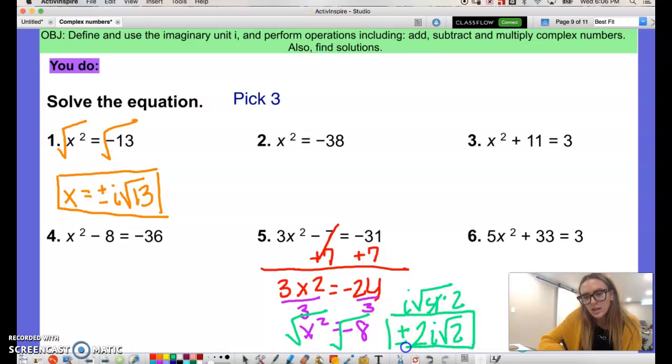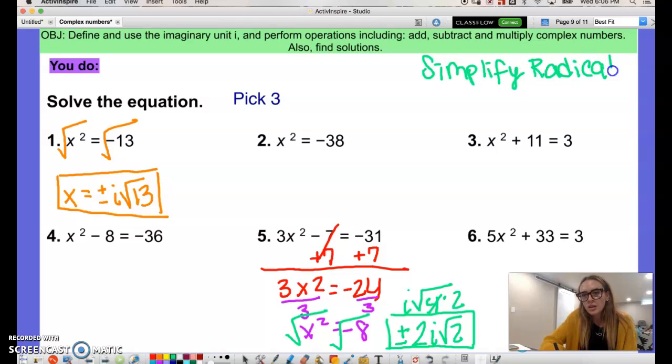Okay, and if you need extra help like simplifying radicals, just go to Khan Academy and type in simplify radicals. And there will be extra help for you on there as well as other resources online.